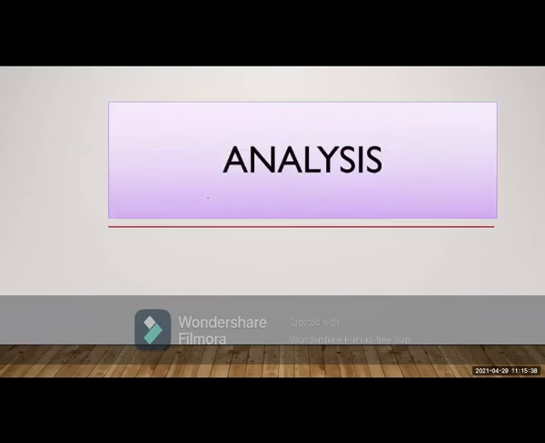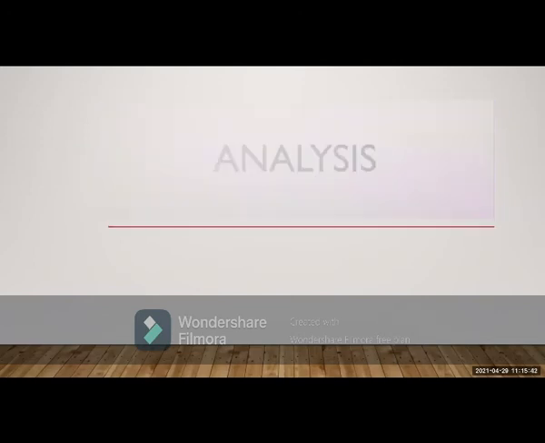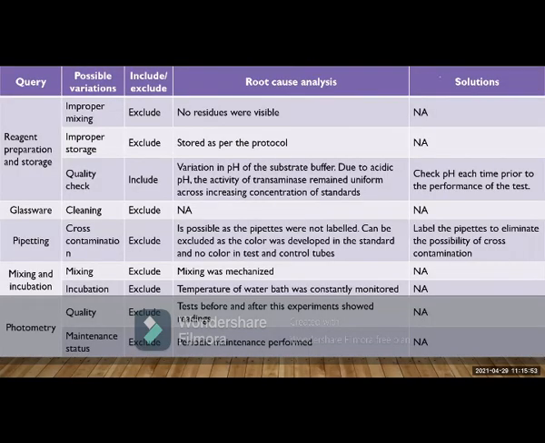Okay, so that brings us to the analysis part. So this part is very interesting and a little bit confusing also at the same time. So we'll take some time, okay, 7 to 8 minutes to clear this out. So we are trying to find answers for each factor, each query, and try to see if we have to include or exclude it as a possible cause for the problem that we have faced.